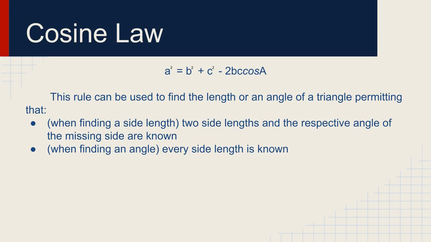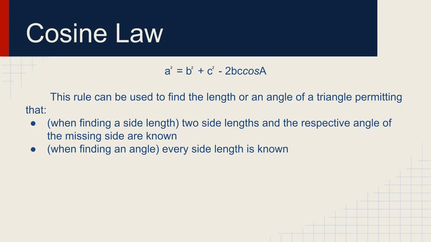Now the cosine law is that a squared is equal to b squared plus c squared minus the product of 2, b, c, and the cosine of A. Cosine laws can be used to find the length or an angle of a triangle, permitting that when finding a side length, two side lengths and the respective angle of the missing side length are known, and when finding an angle, however, every side length must be known.